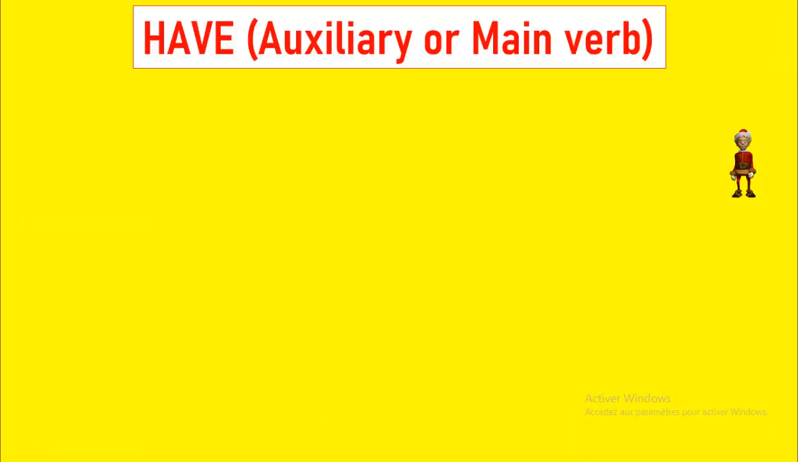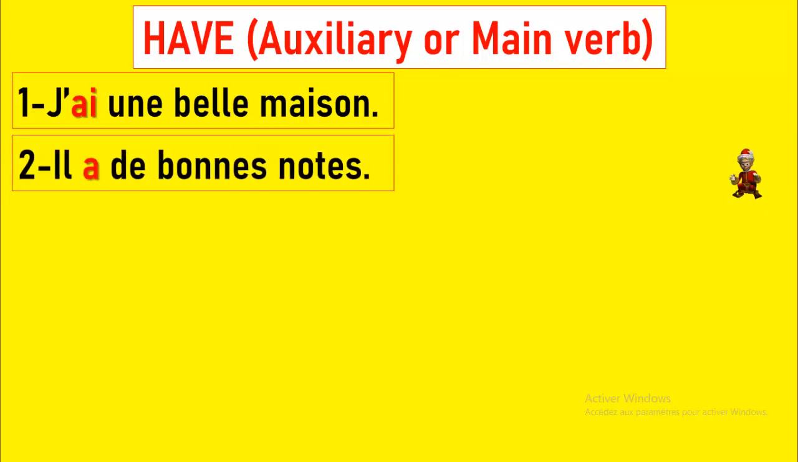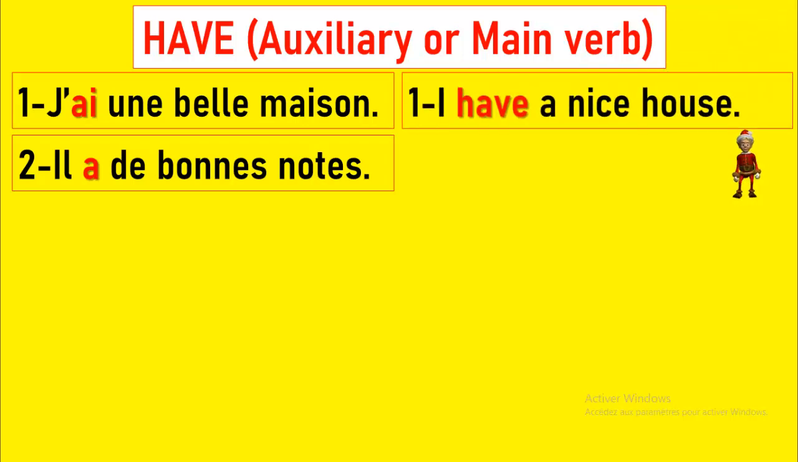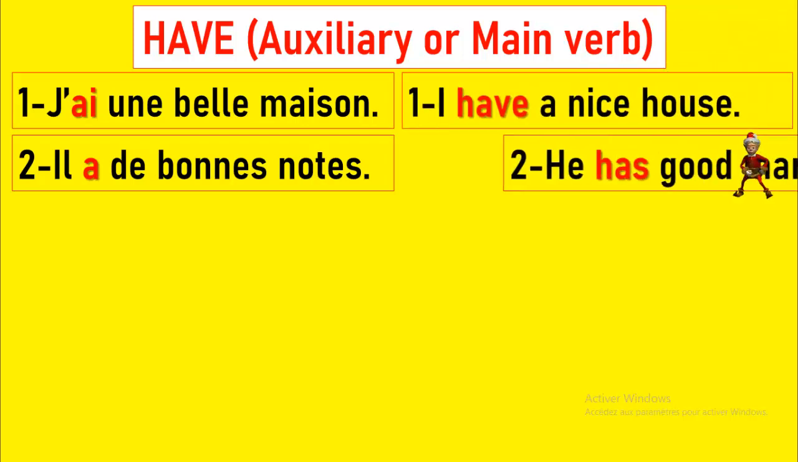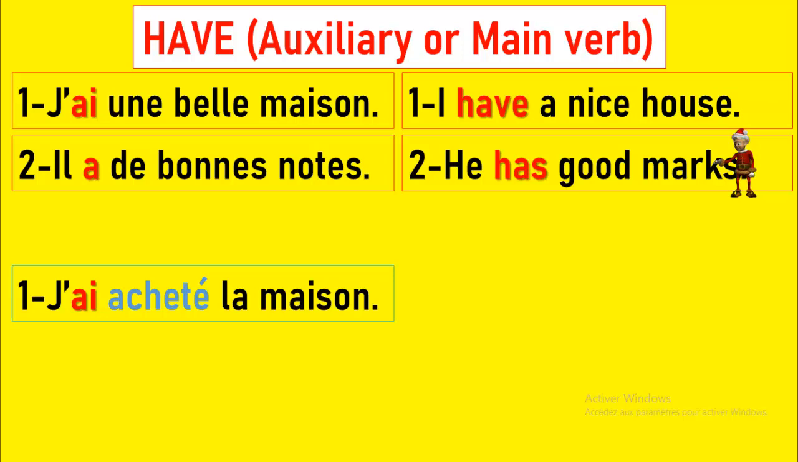Auxiliary or main verb. Have, is it auxiliary or main verb? Let us see. J'ai une belle maison. Il a de bonnes notes. In English, I have a nice house. Number 2, he has good marks. J'ai acheté la maison.